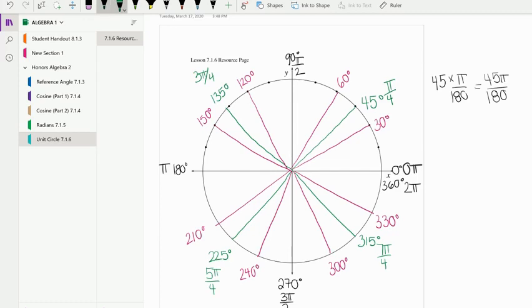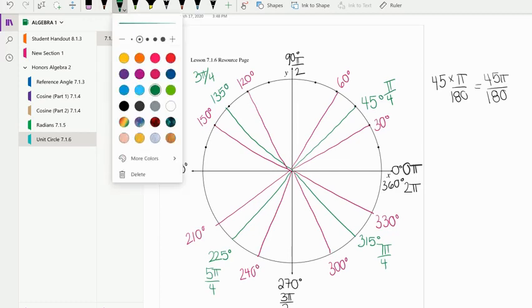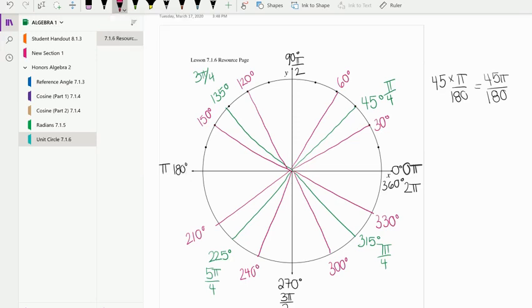All right. Next is the 30 degrees. So for every 30 degrees, well, again, we can start by asking, what is 30 degrees in radians? So 30 times pi over 180 is equal to 30 pi over 180, which reduces to pi over 6. So what that tells us is every 30 degrees is pi over 6.